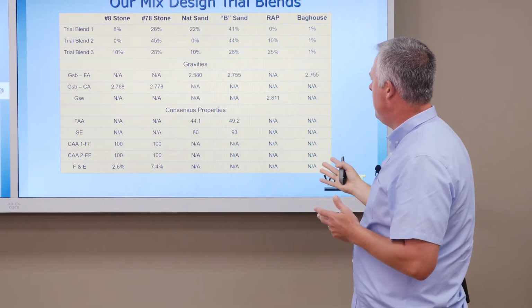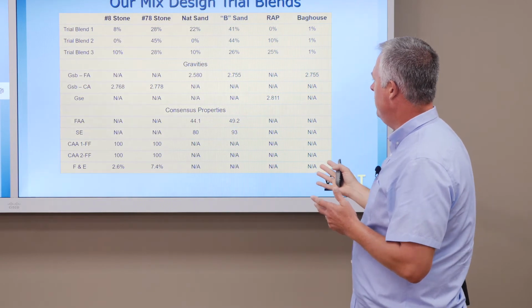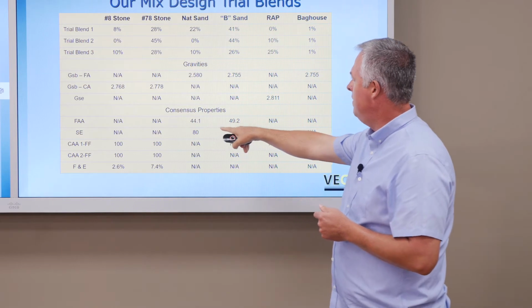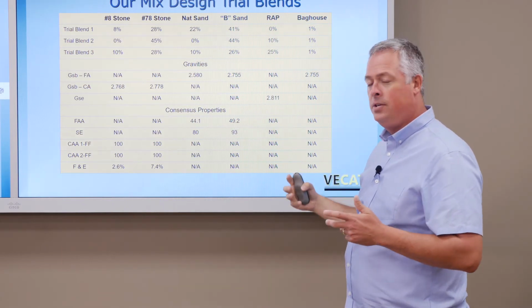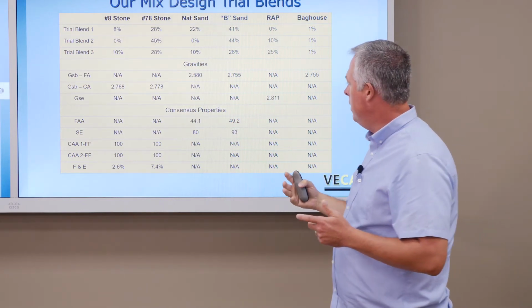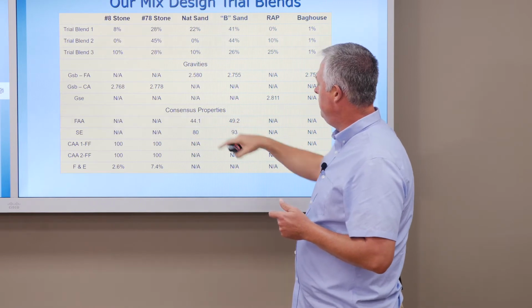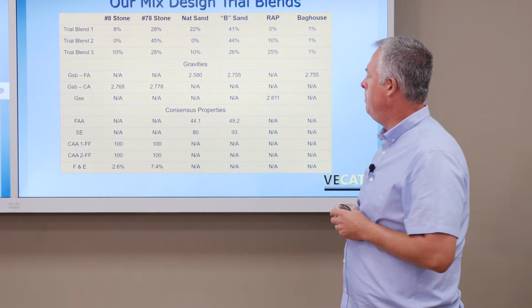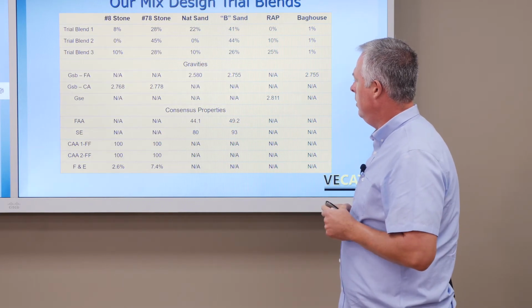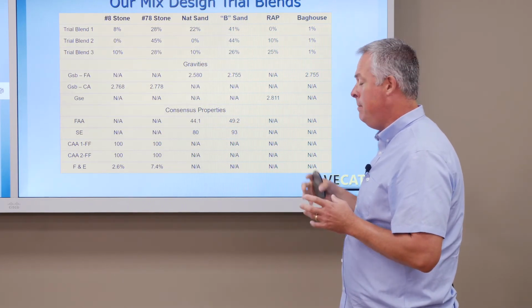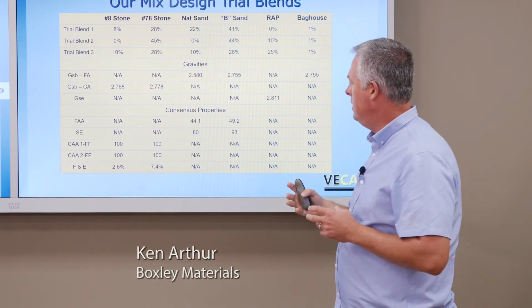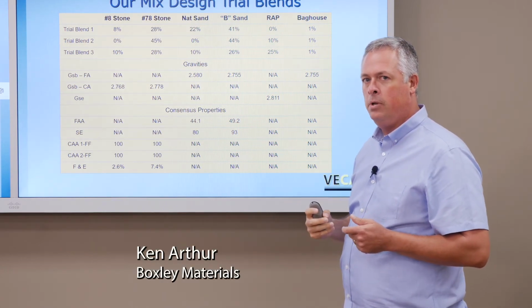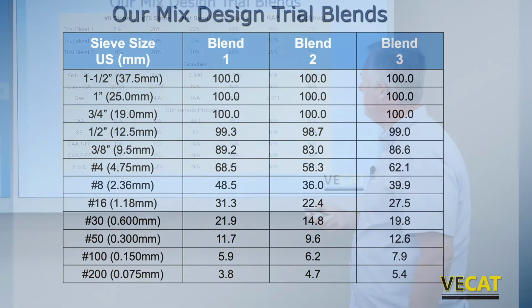Our consensus properties look good. If you notice, here we've got a 44-1, which is less than the 45, so our natural sand is actually failing by itself, but we're able to use it because this manufactured B sand we've got pulls it up as a consensus property. So you can utilize a lot of materials that maybe by themselves you wouldn't be able to utilize, but because it's a consensus spec, you can blend them with other materials and they can still pass.